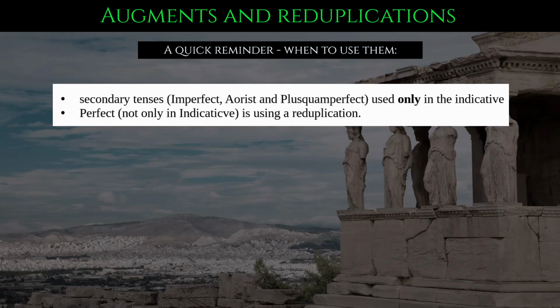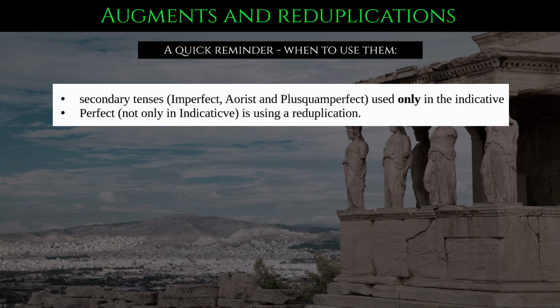So, in today's lesson, as said in the previous one, we will have a look at the augments and reduplications. We have already talked about it when they are being used, but here is a quick reminder. As for the augments, those are for the secondary tenses or historical tenses: imperfect, aorist, and pluperfect. And, important, used only in the indicative.